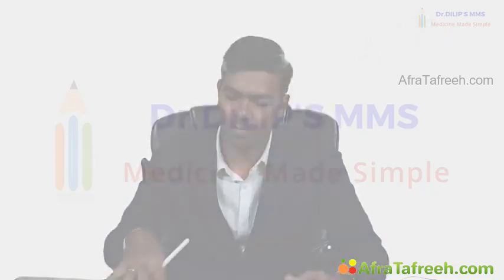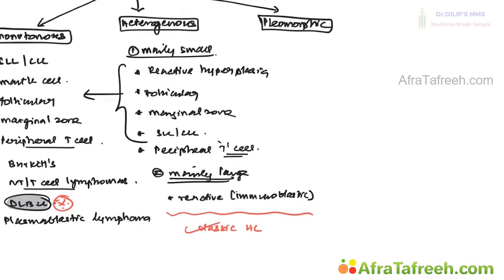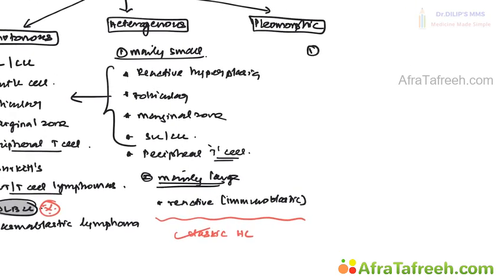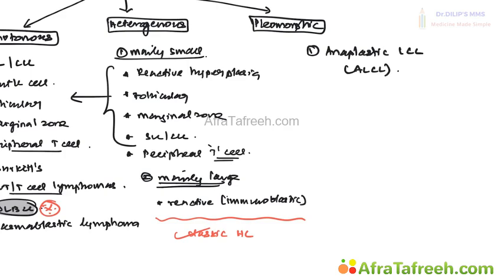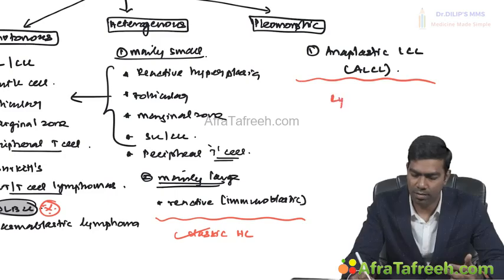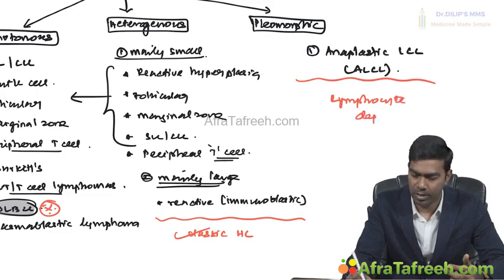Then you can see the pleomorphic cells also. What are the areas where you see these pleomorphic cells? Most importantly, you will see in anaplastic large cell lymphoma. That's always referred to as ALCL. And then you have the lymphocyte depleted type of Hodgkin lymphoma. That should not actually come under this NHL classification. So I'm putting a division here. So you have this lymphocyte depleted type of Hodgkin lymphoma.